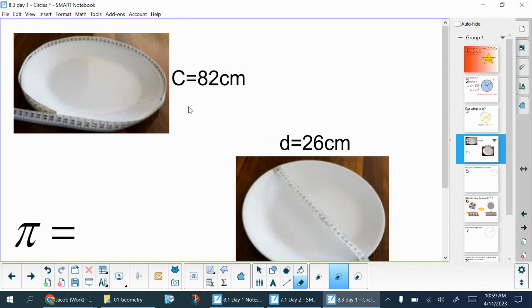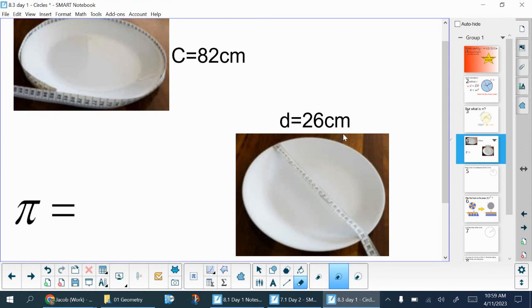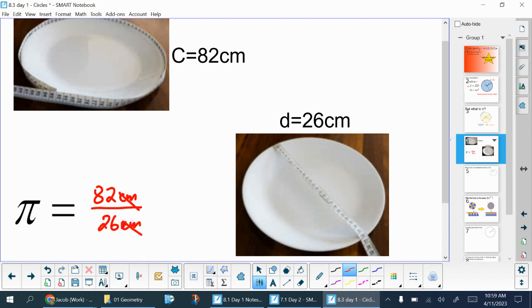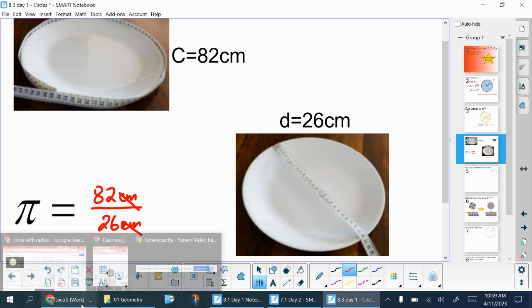And you can even do this on your own if you wanted to. So if you took something circular, ideally it'd be perfectly circular, but whatever, something like a plate, and you measured the circumference, you have to use a flexible tape measure. And so in this case, we get 82 centimeters. And then you go ahead and measure the diameter straight across. In this case, I don't think you can see that, but it is 26 centimeters. And you just divide these. 82 centimeters divided by 26 centimeters. The centimeters cancel out, which just shows you that pi does not have any units. It is just a number.